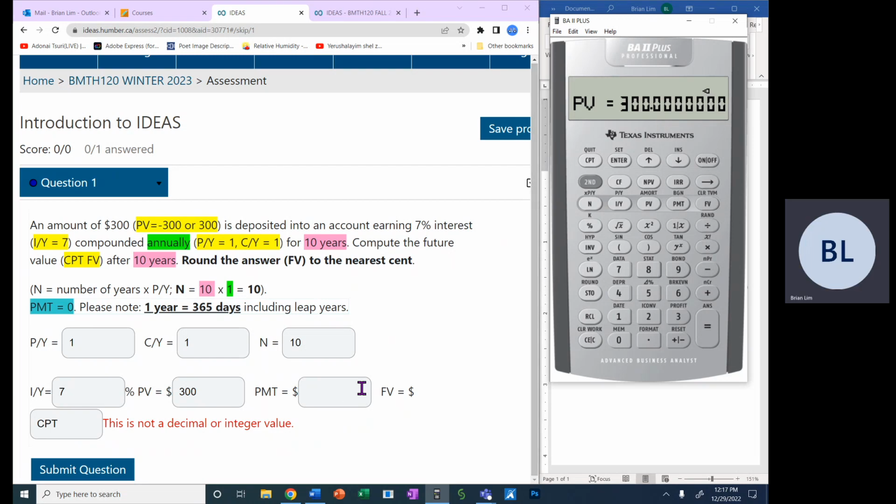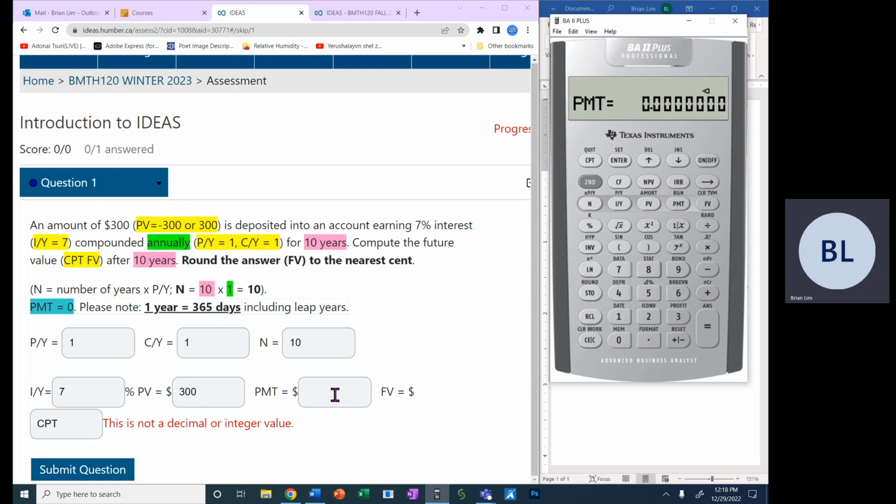All right, the next undertaking is the payment. PMT stands for payment, but there are no payments, meaning that we are not putting in $300 every year or every 6 months or 3 months or monthly. All right, we are just making the one deposit of $300 and leaving it there for 10 years at an interest rate of 7%. So 0 goes in for payment. 0 PMT, and there we are.